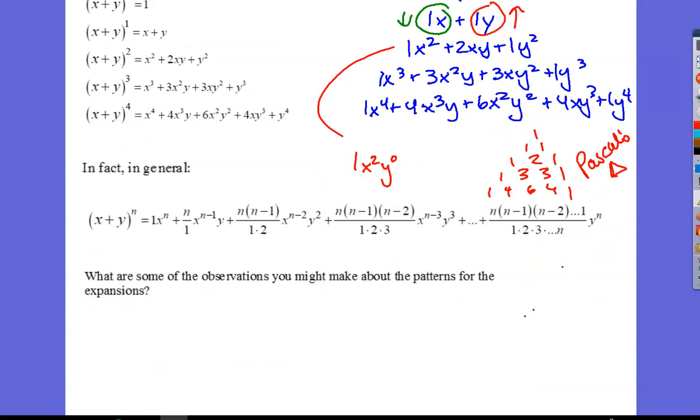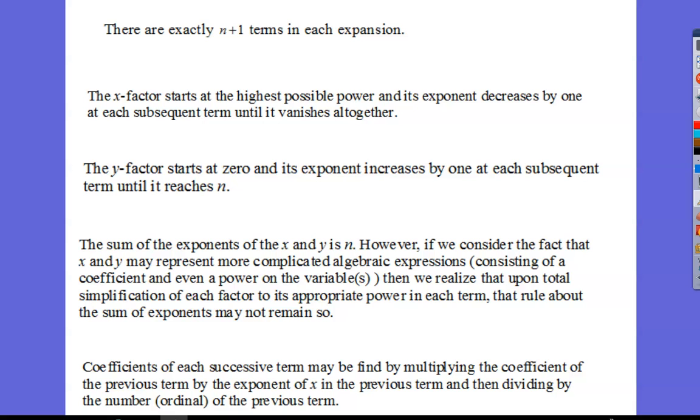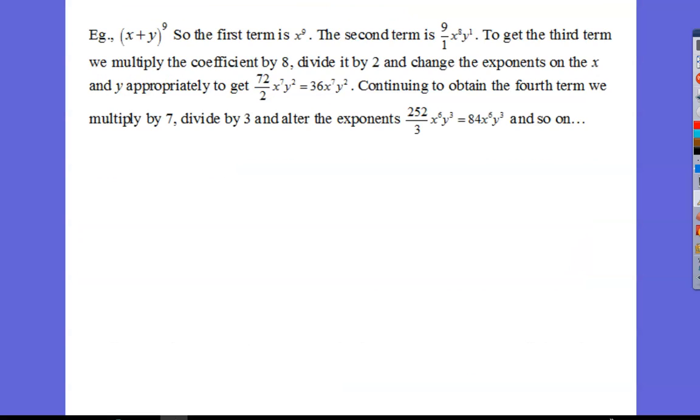Okay, so this is obviously easy for us to then expand things to powers when there's a two-term base. Okay. Let's look at an example.